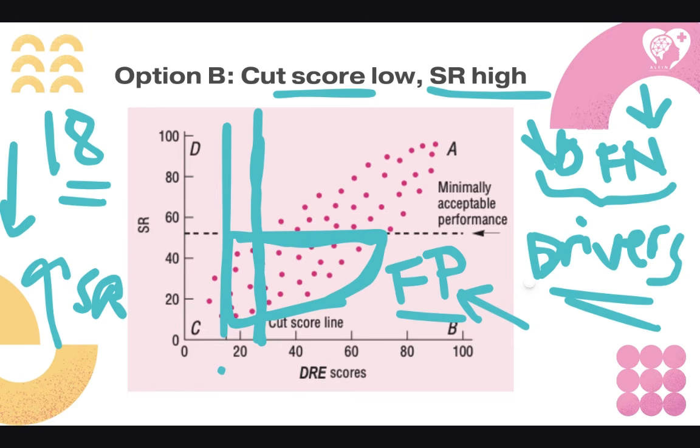So rather, you would want your FN to be 0, but that's not the case here, because you're talking about the ability of the driver. So an FN is not that important. Let's look at option C then.